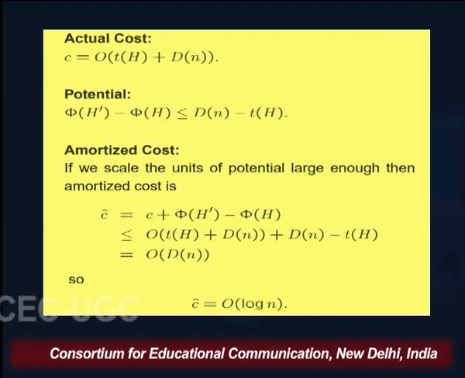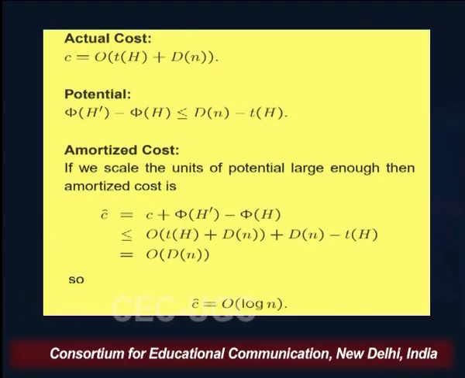If we talk about the actual cost, which is denoted by C, it is equal to order of T of h plus d of n. When we say order of, this is kind of an upper bound. T of h plus degree of n, the d of n, is the notation we are giving it. Then, if we want to calculate the change in potential, it comes as phi of h dash minus phi of h. We have just seen that this is less than or equal to d of n minus T of h.